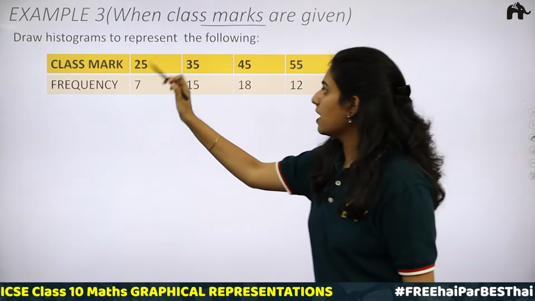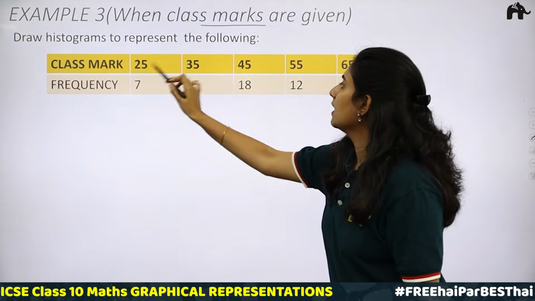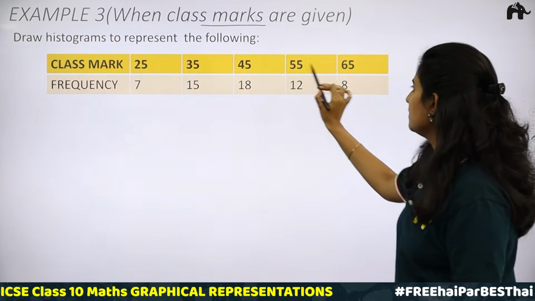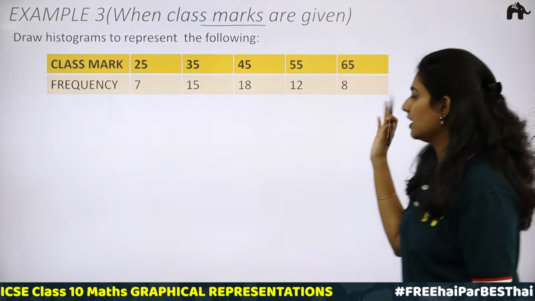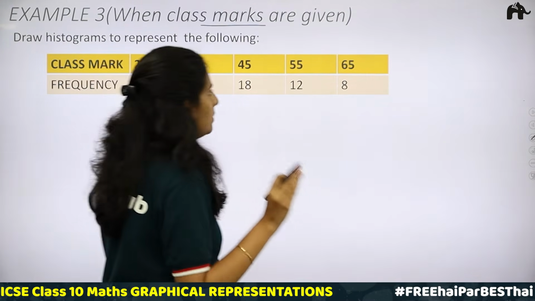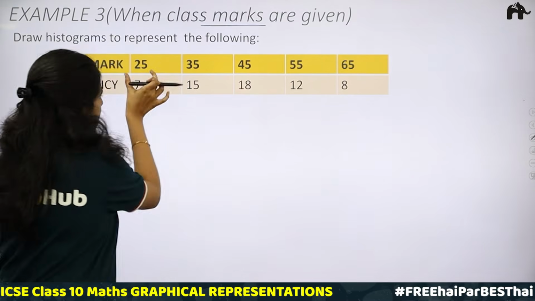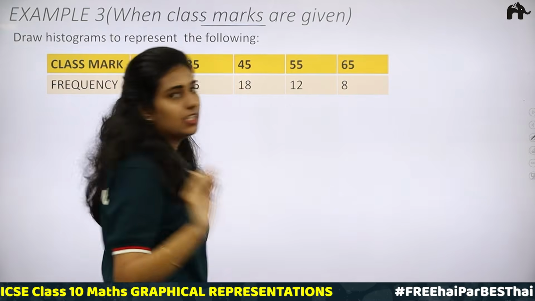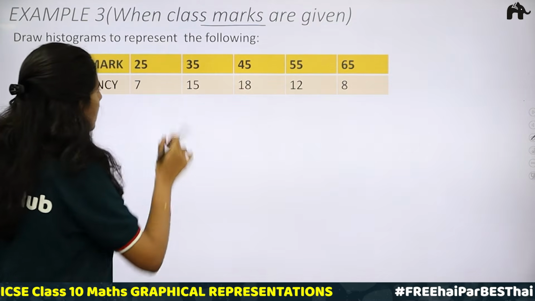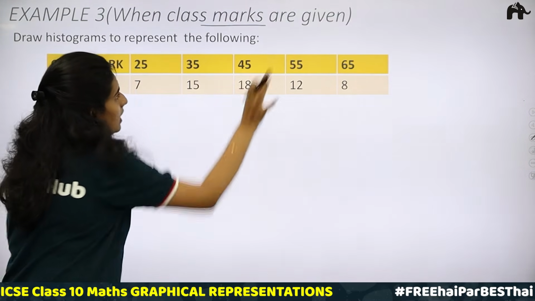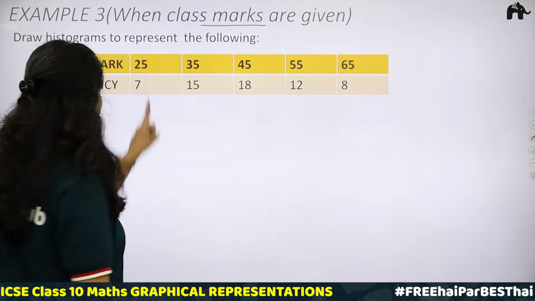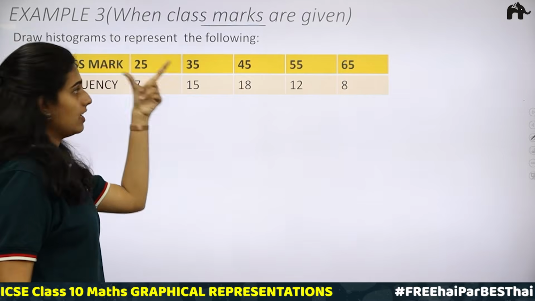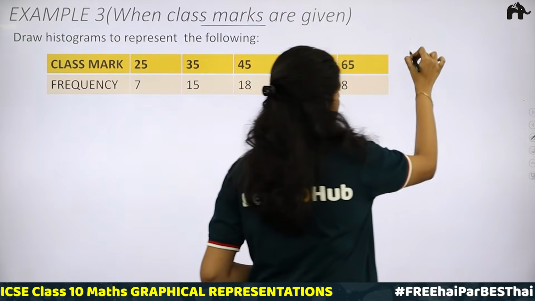Okay, here class mark 25, frequency 7, class mark 35, frequency 15, 45, 18, 55, 12 and 65, 8. Now, how to find the lower limit and upper limit? So, here we need an interval. Everywhere we need an interval. Okay. Now, when you find the difference between each class mark, what is the difference? Difference between the first two class marks: here it is 35, here it is 25. The difference is equal to 10.